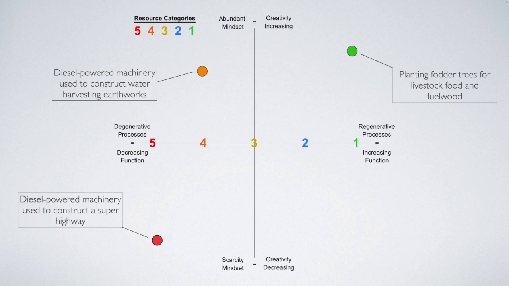Think of this as an orienting tool. How are you setting your homestead up to be maximally resilient and abundant in a declining net energy future? Based on what you learned from your assessment, what is your best next step to move in the direction of regenerative process and abundant mindset?